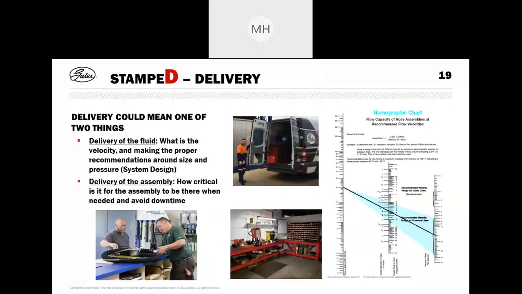And the second aspect of it is the delivery of the assembly. How critical is it for the assembly to be where it needs to be to avoid any unwanted downtime? Generally speaking, if someone's had a failure, they want something as quick as they can to get back going again, because downtime costs money. So there's options there of a mobile service, or someone can come into the shop and pick it up, or again, if you have a mobile service out on site, you can make the hose as required on site.